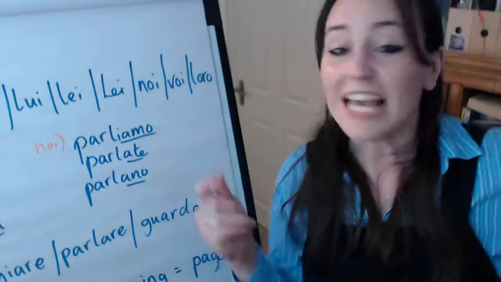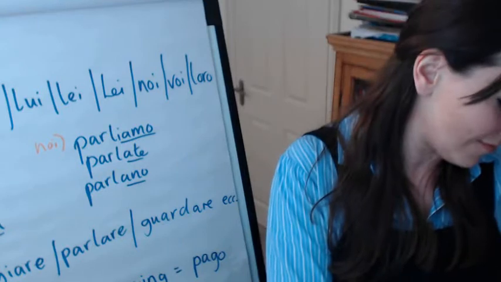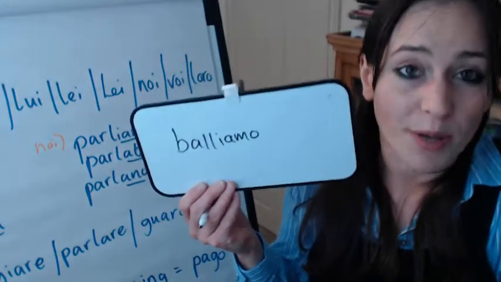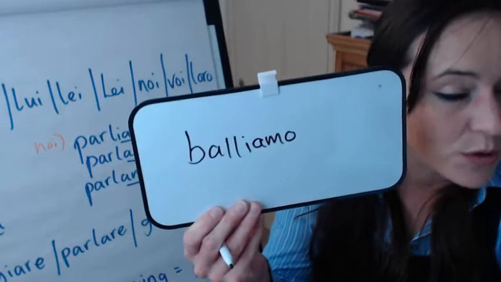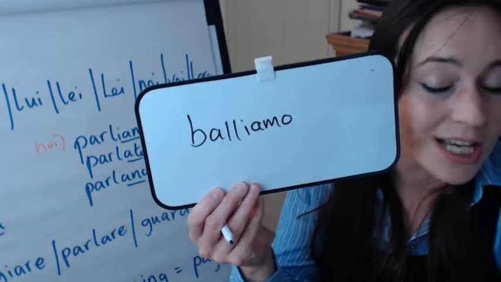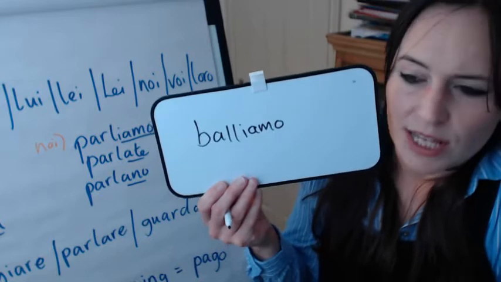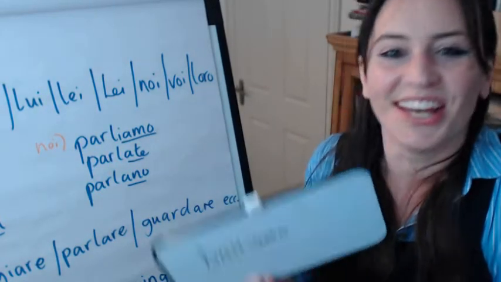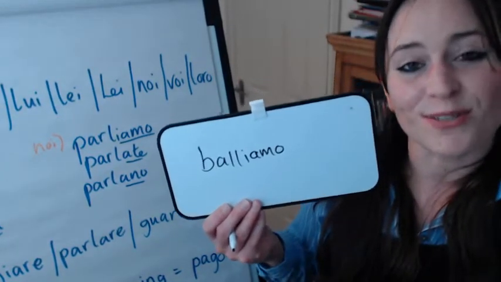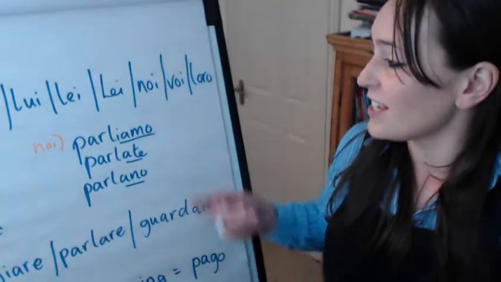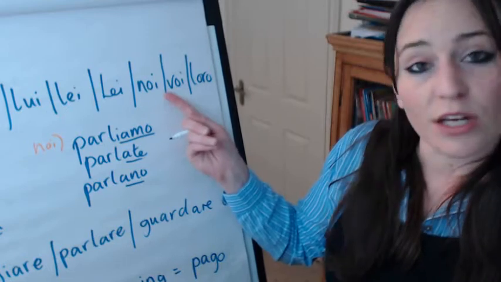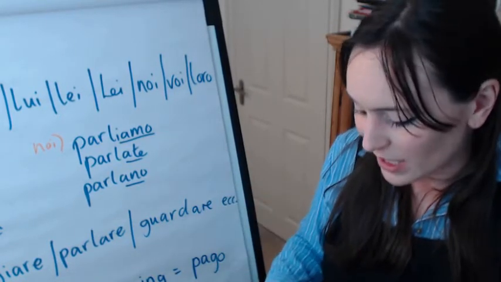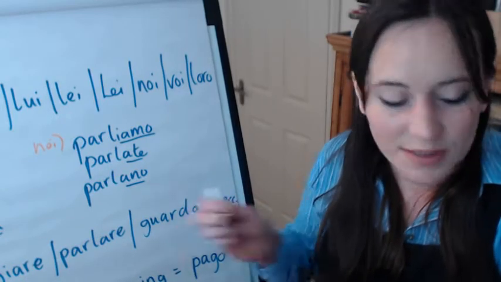And then we add iamo. So if you know that ballare means to dance, and you see or you hear balliamo, the iamo bit should tell you that's in the we form. We are dancing. We dance. So the iamo tells you that the conjugation is made in accordance with noi, which means we. So that's kind of my favourite one, in that it doesn't really change between the different types of verbs.